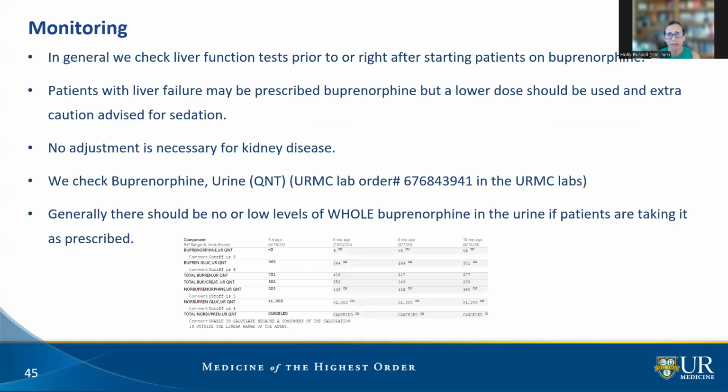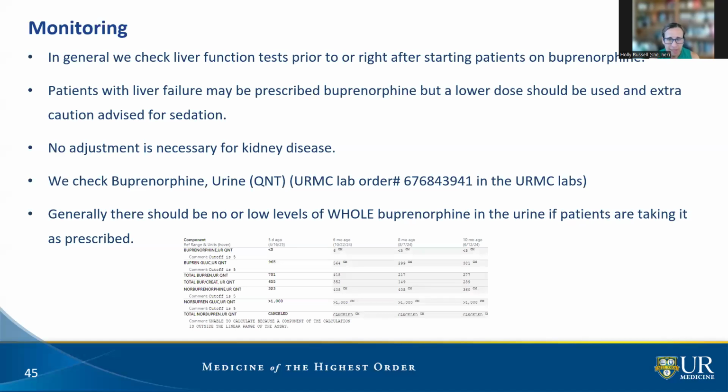In general, we check liver function tests prior to or right after we start patients on buprenorphine. I've mentioned earlier that patients with liver failure absolutely can and should be prescribed buprenorphine. It's safer than other opioids, which are all hepatically metabolized, but you just would use extra caution for sedation and start with a lower dose. No adjustment is necessary for kidney disease.